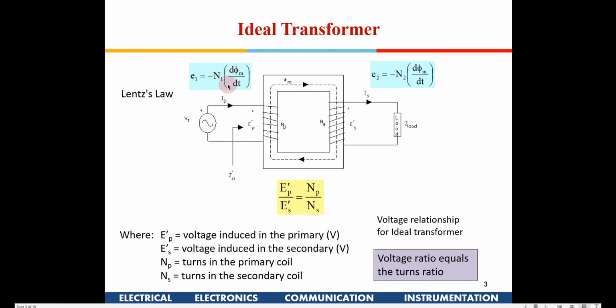If I apply Lenz's law here and here, you will say the E primary is N1 dφm/dt, and in the secondary it will be N2 dφm/dt, where N2 is the number of turns of the secondary and N1 is the number of turns in the primary. If I divide these two equations, I will get E primary divided by E secondary is equal to the number of turns of the primary divided by the number of turns in the secondary. So if the number of turns of the primary is larger than that of the secondary, I will have a secondary voltage which is less than the primary. So I can step down the voltage.